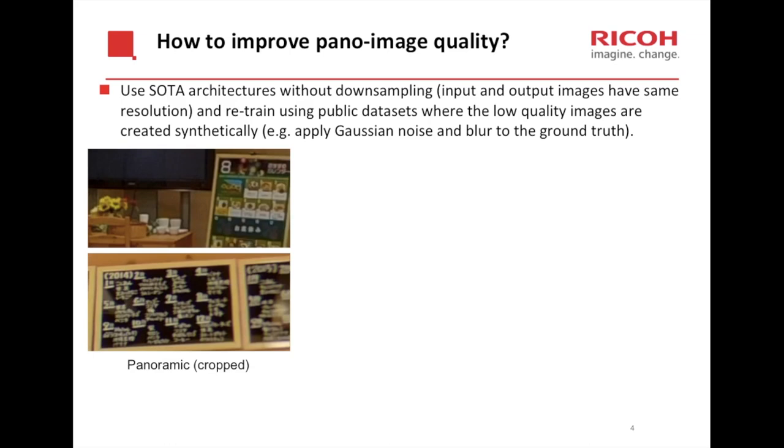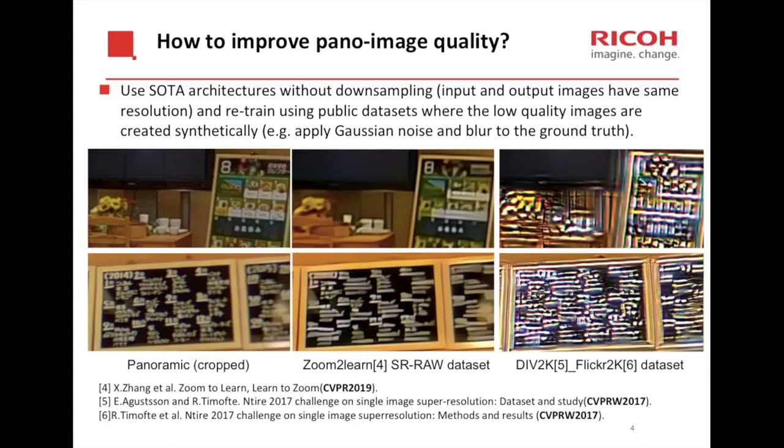Here we have a panoramic original image of low quality. The results trained using public datasets such as DIV2K, Flickr2K, Zoom-Learn, and the SR-RAW dataset did not generate good results either. They include unpleasant artifacts and no clear texture details.